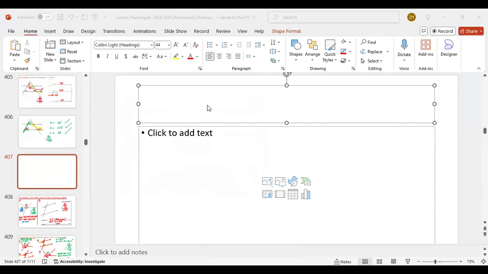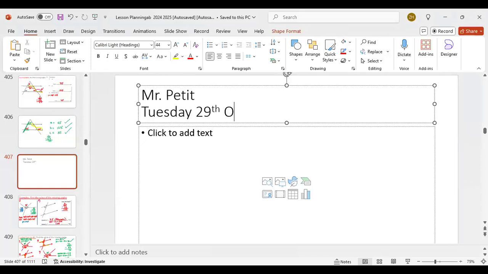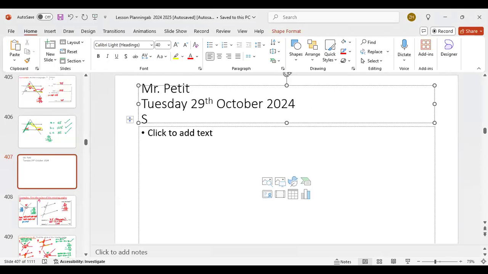So the last thing we were on in health science was what? Anyone can remember? The digestive system. Very good. So Mr. Petit, this is going to be Tuesday, the 29th of October, 2024. Write this down for me, please. The subject is health science.